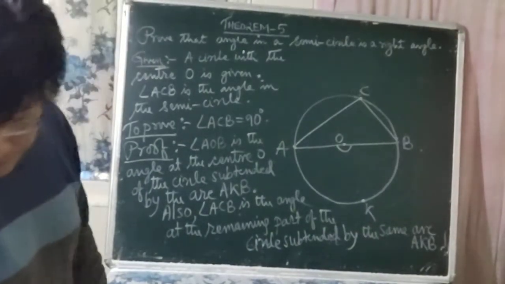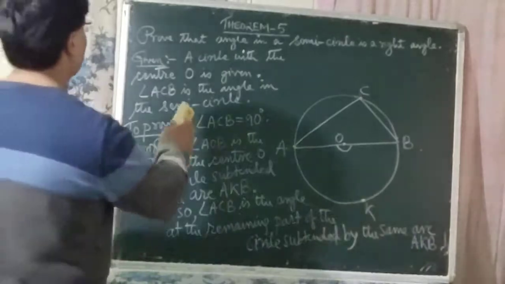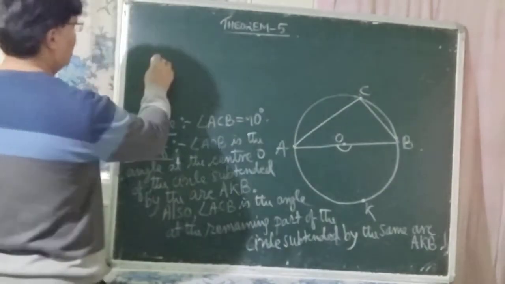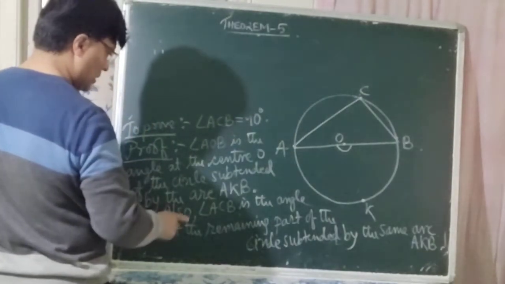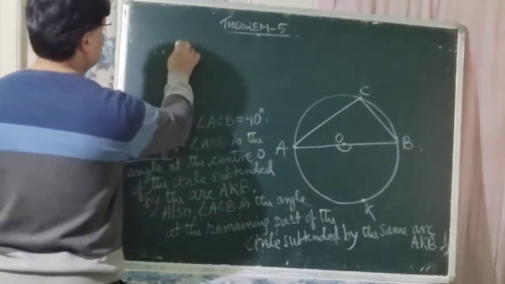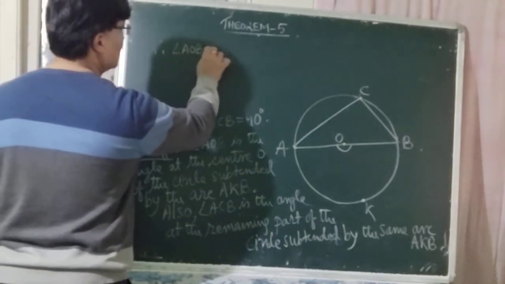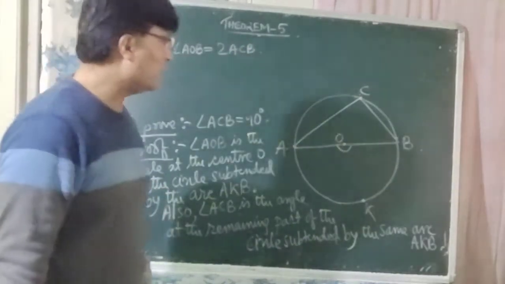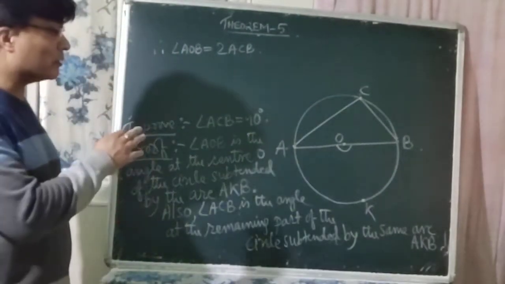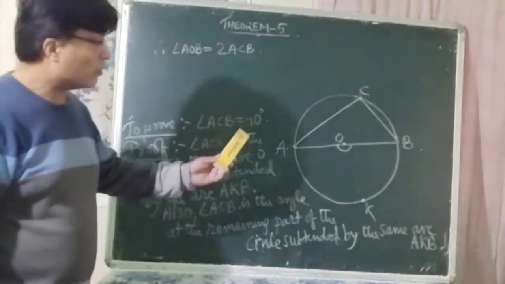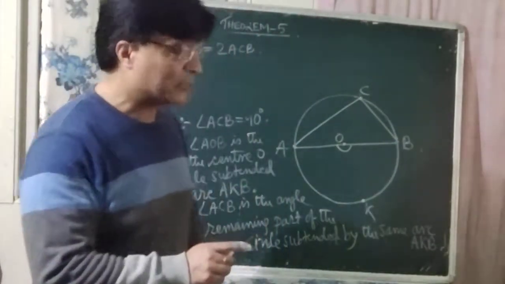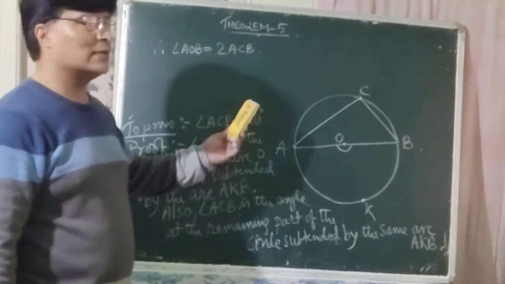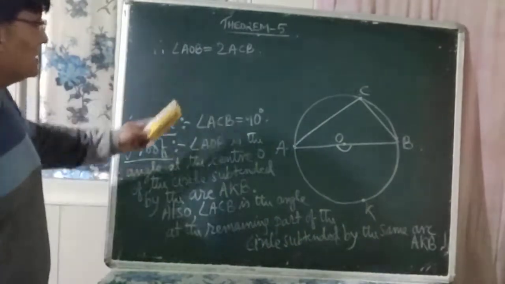So what can you write now? Therefore, here also we can write down that angle AOB is equal to twice angle ACB, since angle AOB is the angle at the center O of the circle subtended by the arc AKB, and also ACB is the angle subtended at the remaining part of the circle by the same arc AKB.